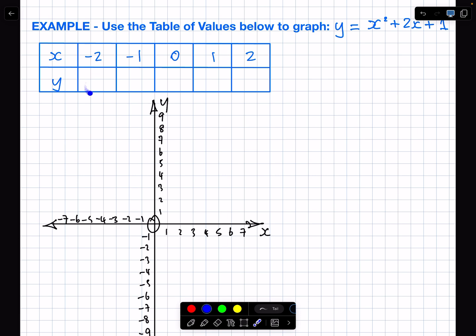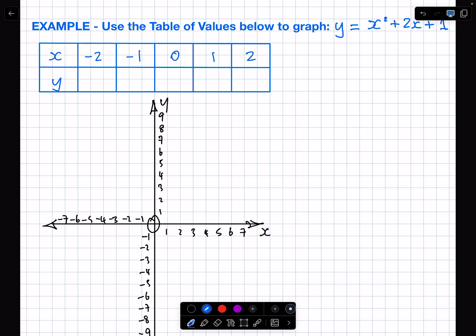Do I have a matching y here yet? No? But do I know, according to the equation, the relationship between my x and my y? My y is going to be whatever x is squared plus 2 lots of that x, add 1 to it. So what you do is you go through each one.